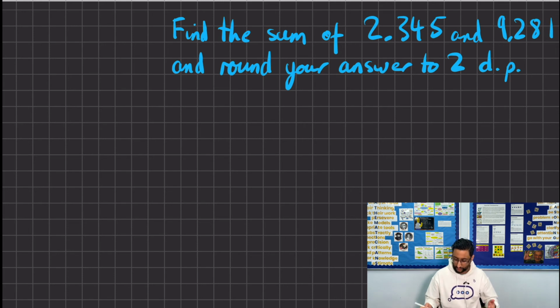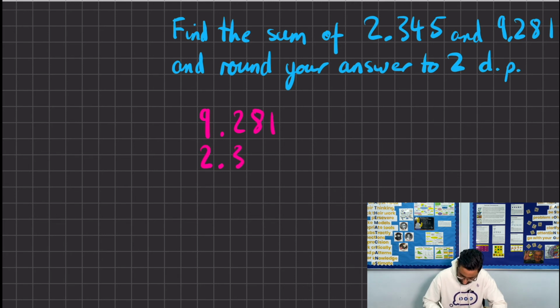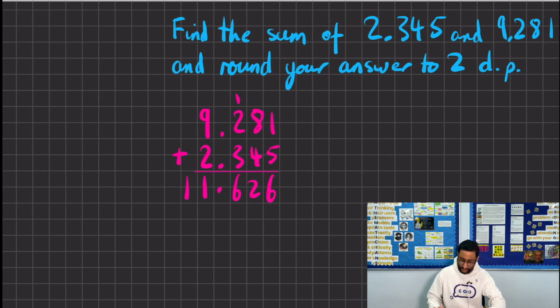So it says find the sum, so we're going to do a bit of column addition. We're going to lay out everything around our decimal places. So 9.281, line up the decimal places and we get 2.345. We do our basic addition here and we get 6, 2, carry the 1, 3, 4, 5, 6, decimal place 11, so we carry the 1 there. So our answer is 11.626.